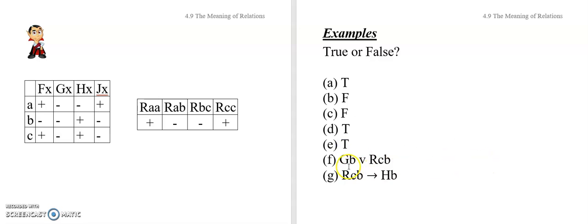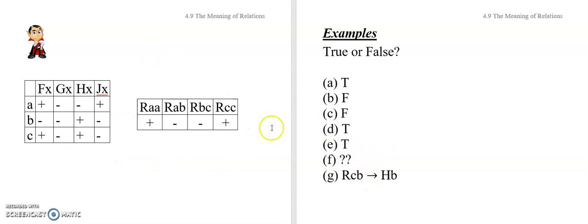Okay, GB, well, this part here is going to turn out to be false. RCB we do not have, okay? That is not on here. So we have no idea what this is, and so the ultimate truth value here is undetermined from our domain, okay? That's the point there.